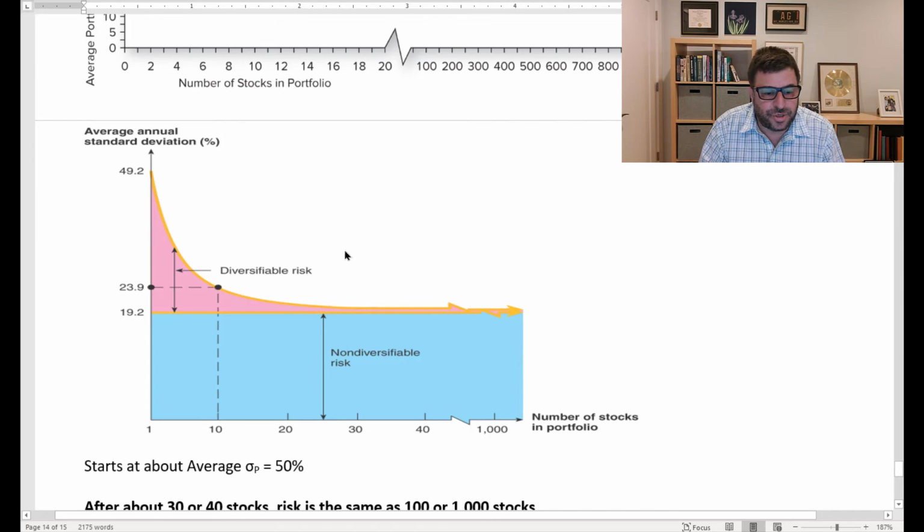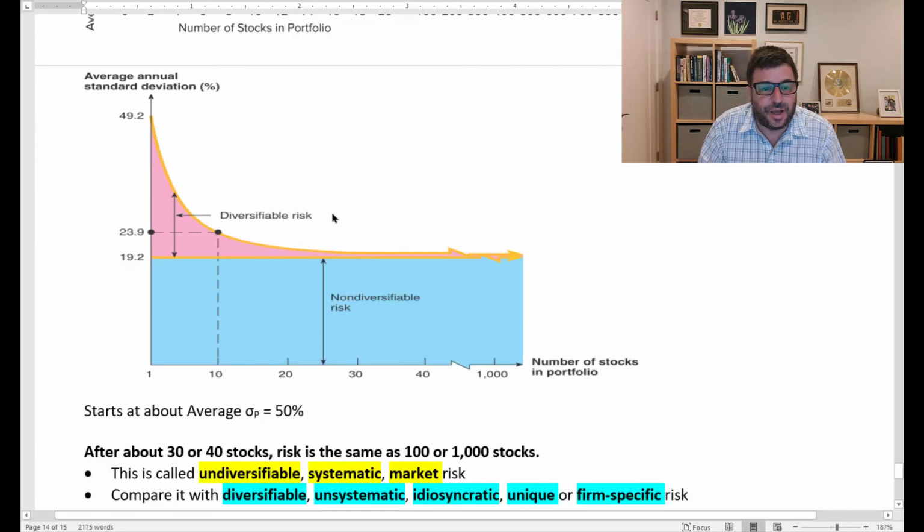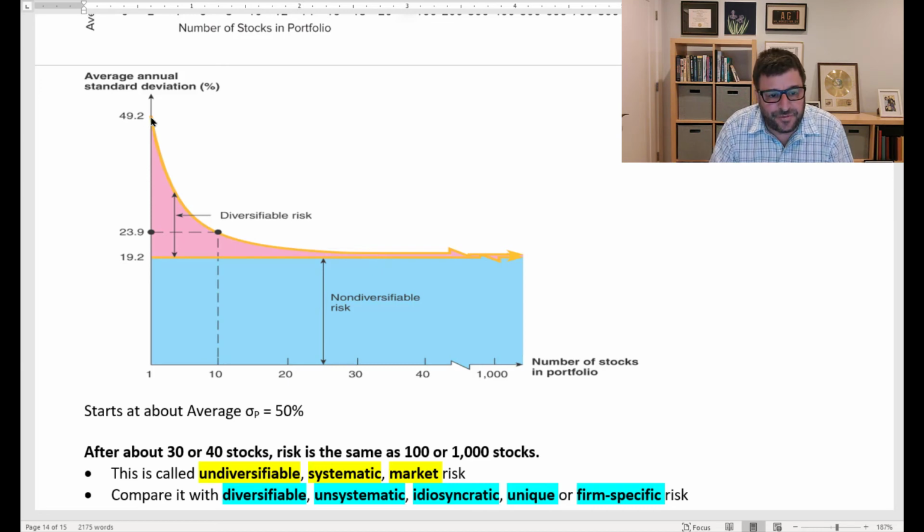There are 2 things to talk about. The first is this pink zone, and we would think about this pink zone as risk that we can get rid of just by diversifying. If I hold 30 or 40 random stocks, it's the same as holding 100 or 1,000 random stocks, but I have gotten rid of a significant portion. I've gone from 50% standard deviation down to about 20% standard deviation. So I've lost a significant amount of risk just by diversifying.